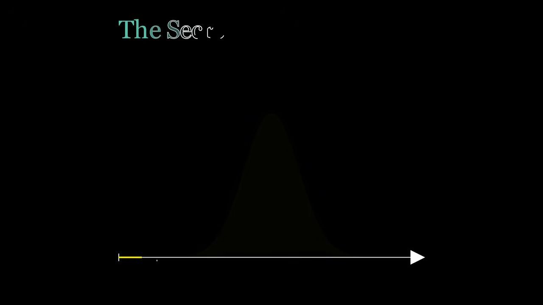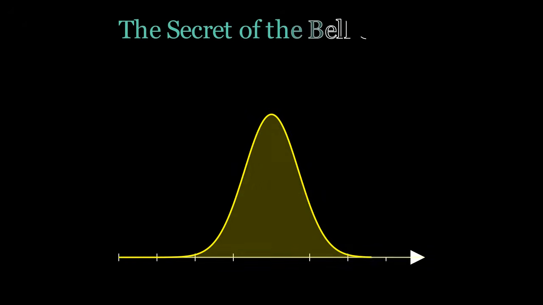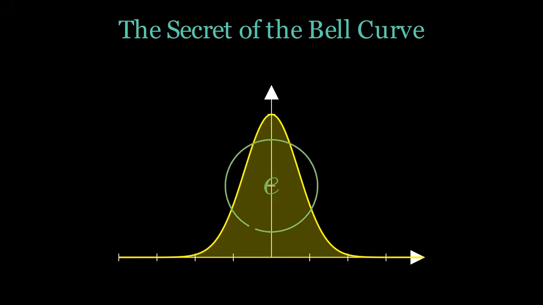Have you ever looked closely at the famous bell curve? Also known as the normal distribution, it is the most ubiquitous shape in statistics, describing everything from human heights and test scores to measurement errors in quantum physics. But hidden inside this perfectly smooth symmetrical shape is a mathematical surprise, Euler's number, denoted as the letter e.